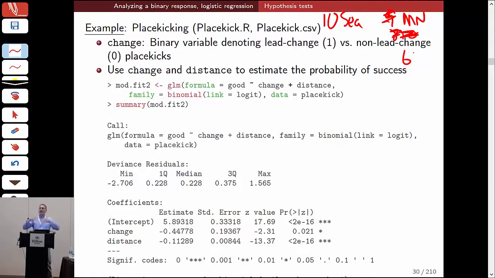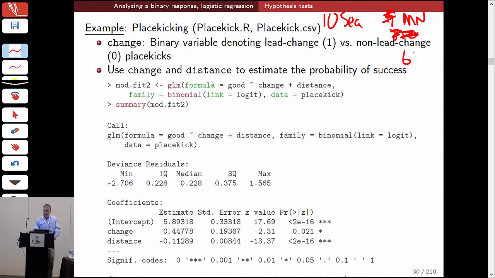And so, you have to look at other ways to do it. One of the ways that we investigated was this change variable as a pseudo way to measure pressure. So let's go ahead and estimate the model with both distance and change in it, and then we'll do a hypothesis test to determine if there is actually a significant change effect.